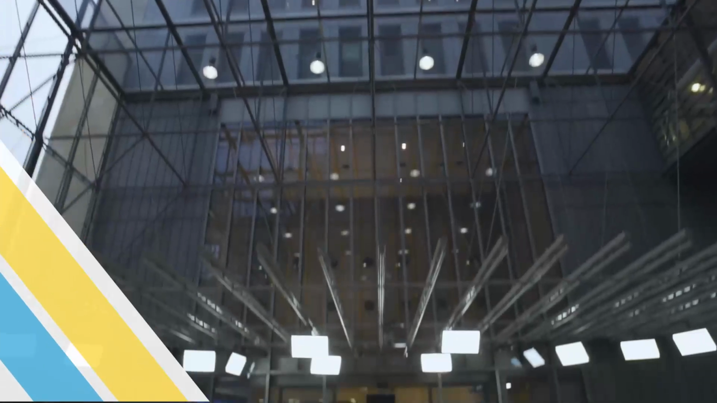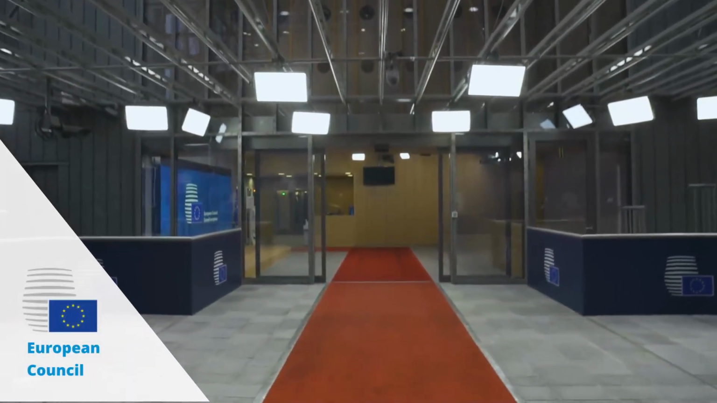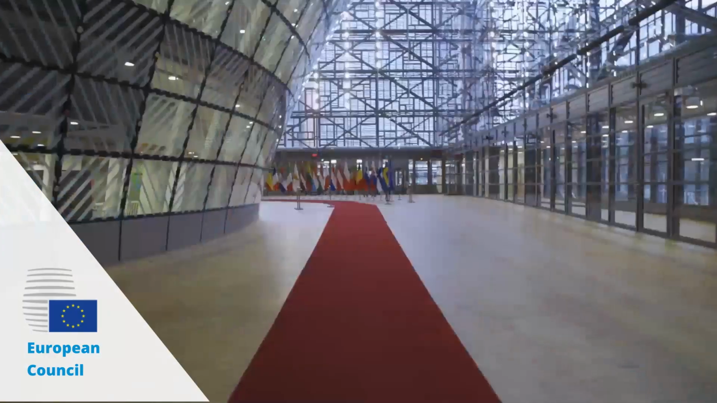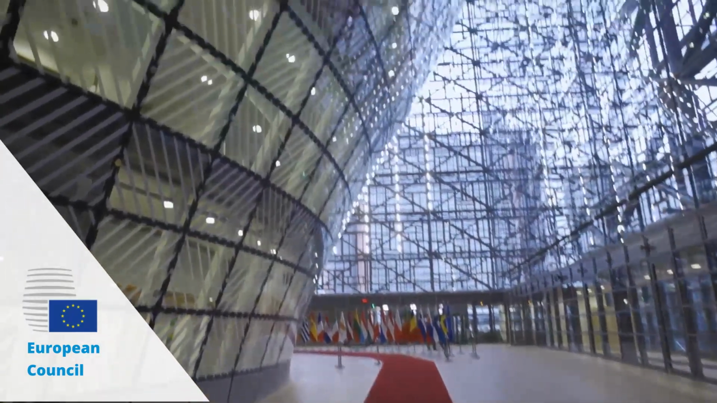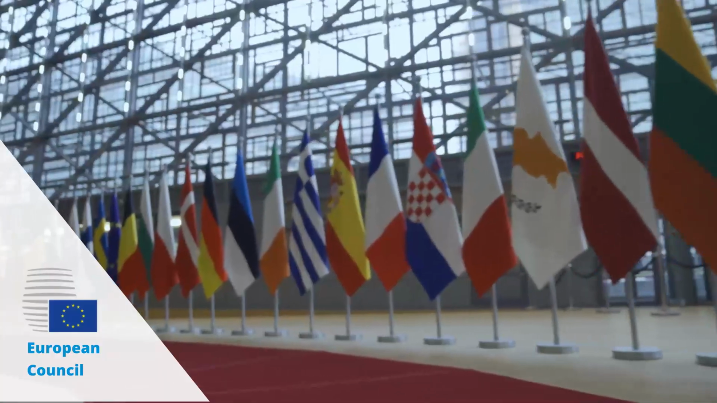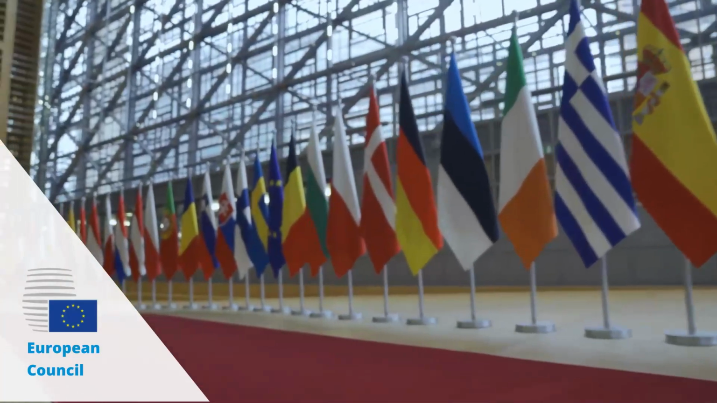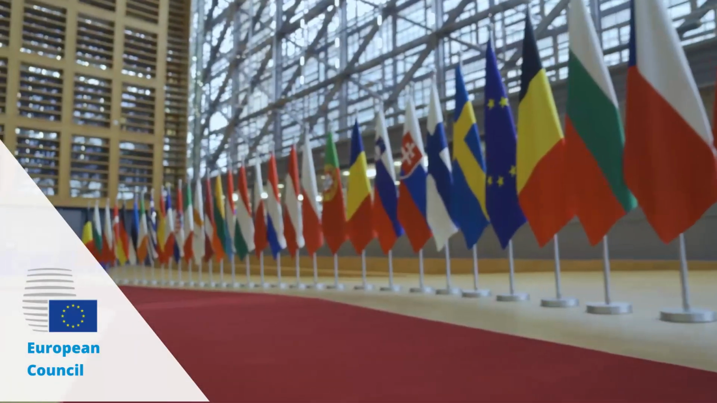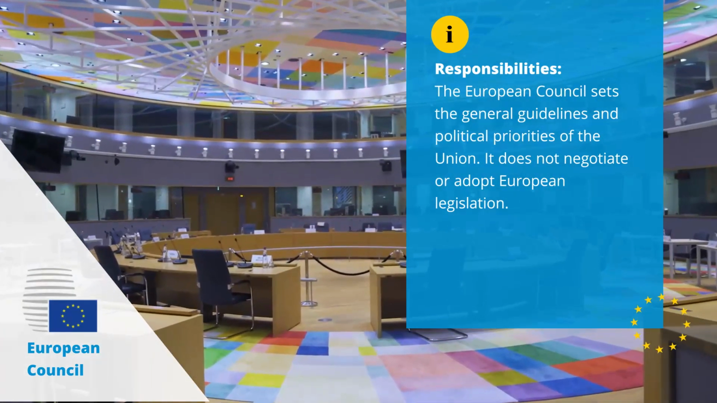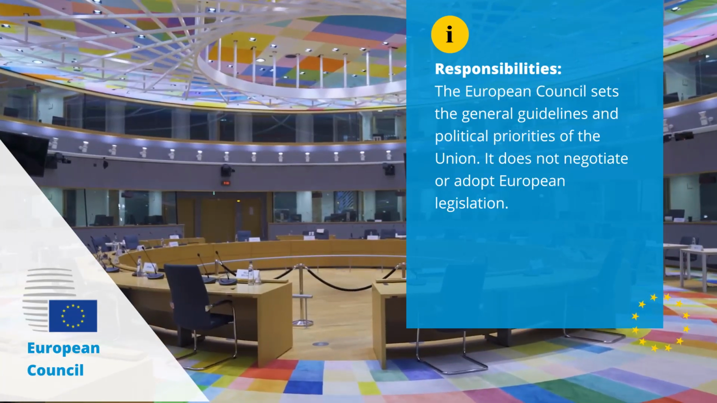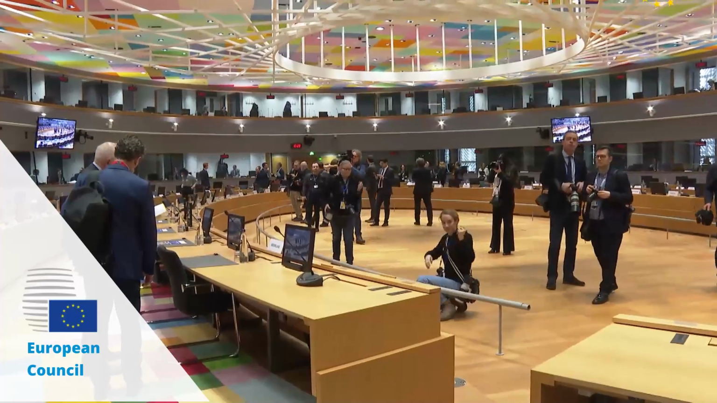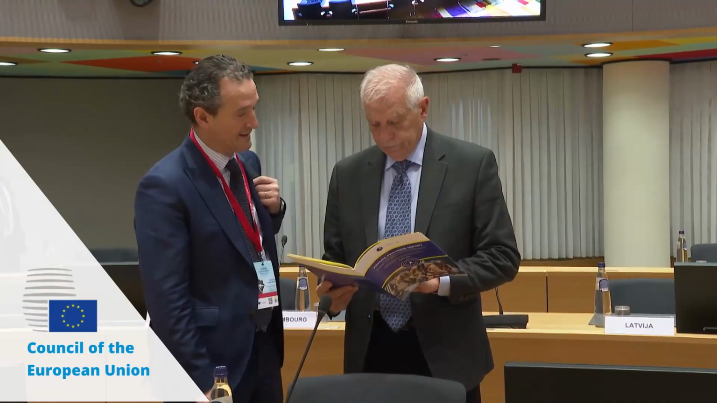The European Council is made up of the heads of state or government, the President of the European Council, and the President of the European Commission. It meets regularly 4 times a year and informally when serious issues arise. Its president is elected for a 2.5-year term of office by qualified majority. The European Council sets the general guidelines and political priorities of the Union. It does not negotiate or adopt European legislation. The Council of the European Union is made up of the ministers of the member states.